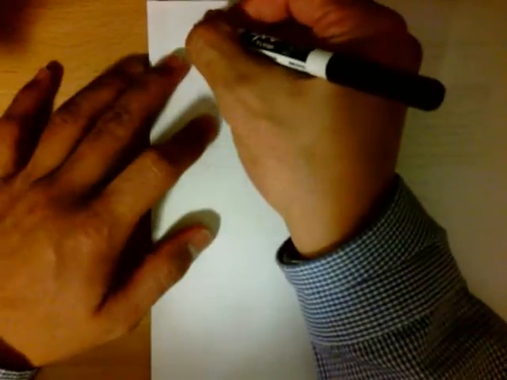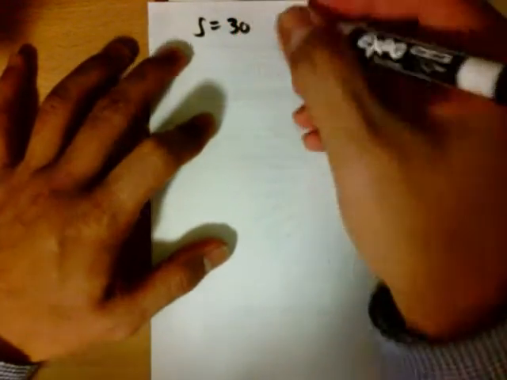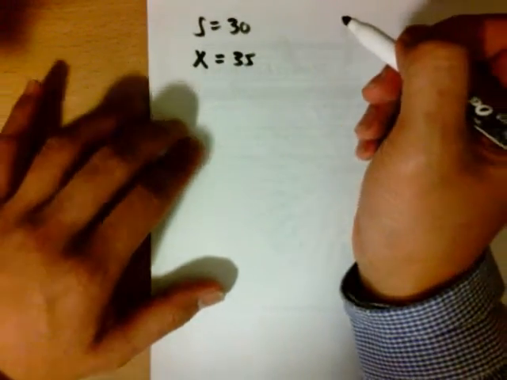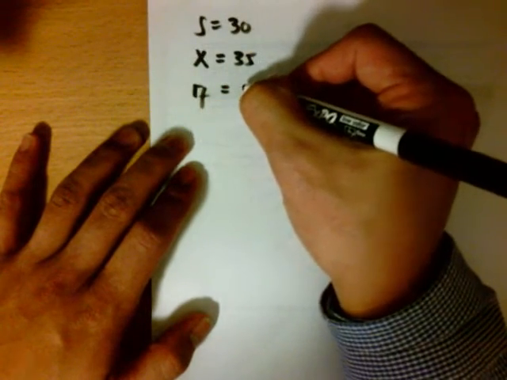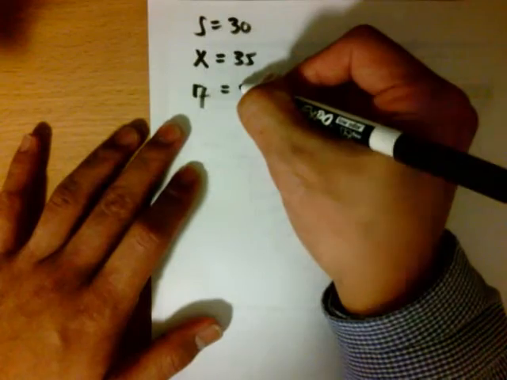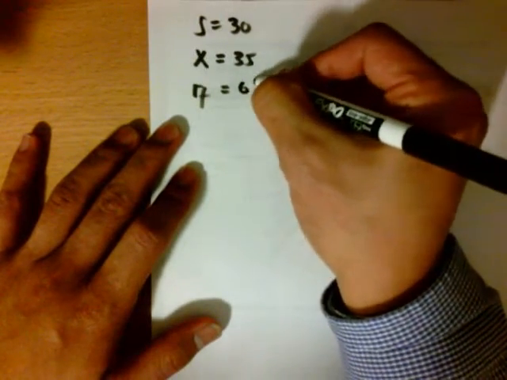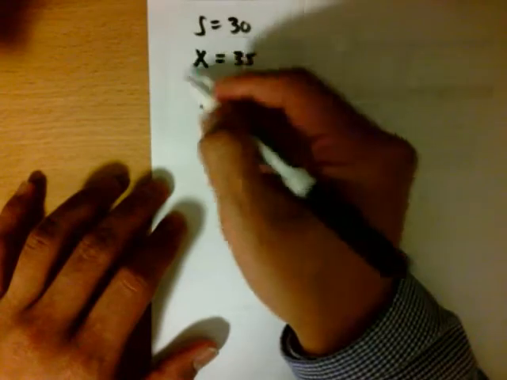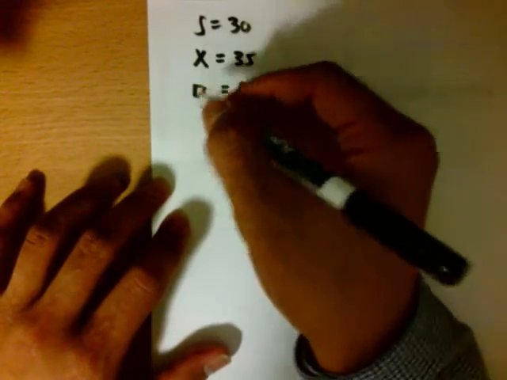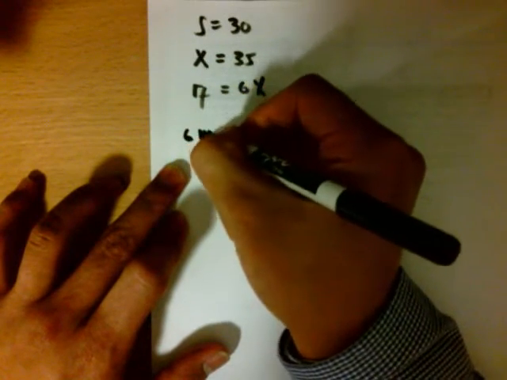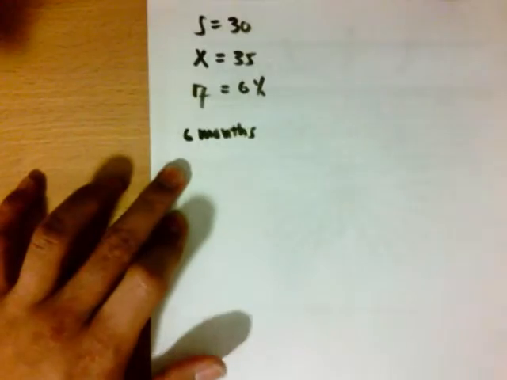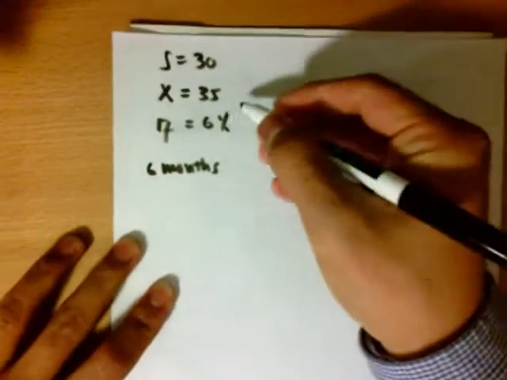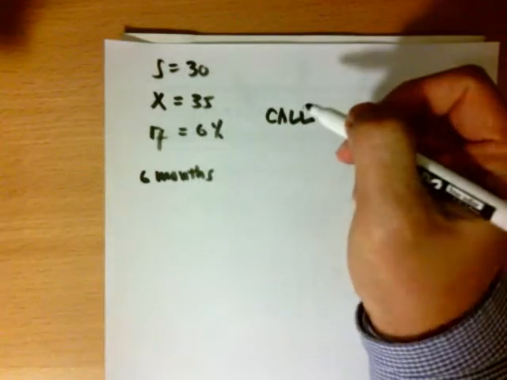So let's say that the price of the stock right now is $30. And let's say that the exercise price of the stock option is $35. Okay? And let's say that the interest rate here is given, let's say it's 6%. Okay? And we're also given the information that the maturity of the call option here is 6 months. Okay? All right, so let's calculate the price of the call option.